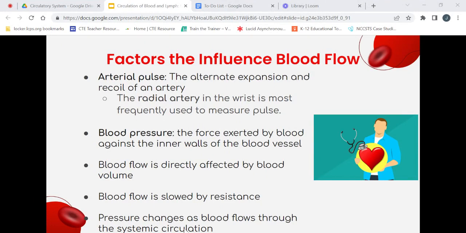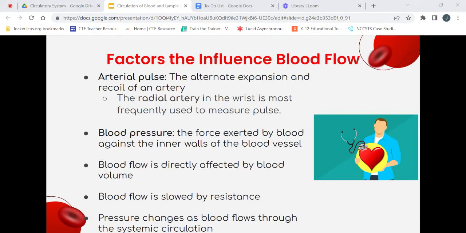Any superficial artery that lies over a bone or other firm structure can be used to measure pulse. These locations are sometimes called pressure points, because pressure applied directly on the vessel at these points may stop arterial bleeding if a wound is distal to a pressure point. So the most common pressure point that you would feel to check a patient's pulse is the radial artery in the wrist.